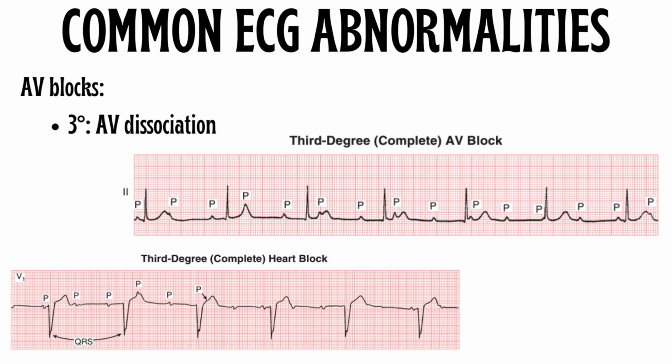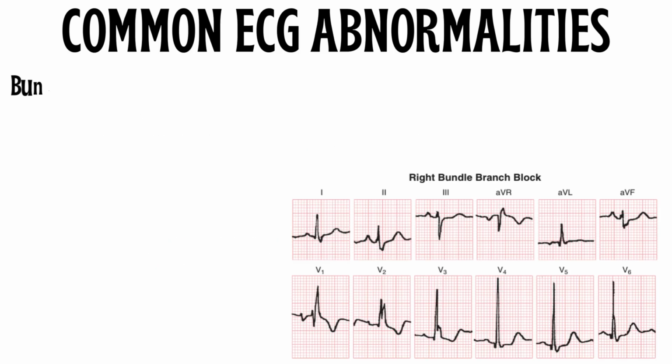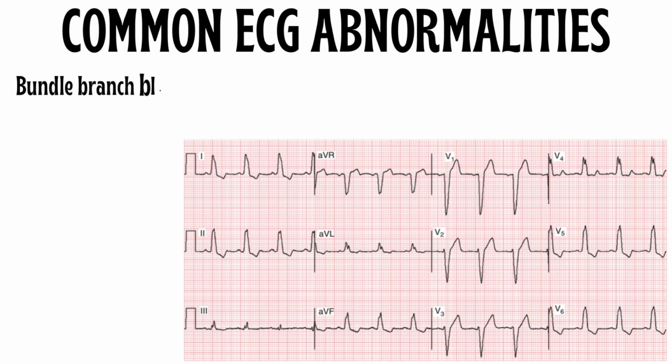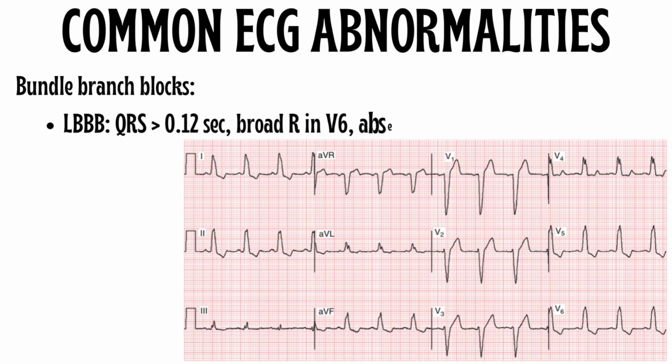Right bundle branch block has an RSR prime pattern in V1 with a QRS over 0.12 seconds. Left bundle branch block has a broad monophasic R wave in V6 and absent Q waves in lateral leads.